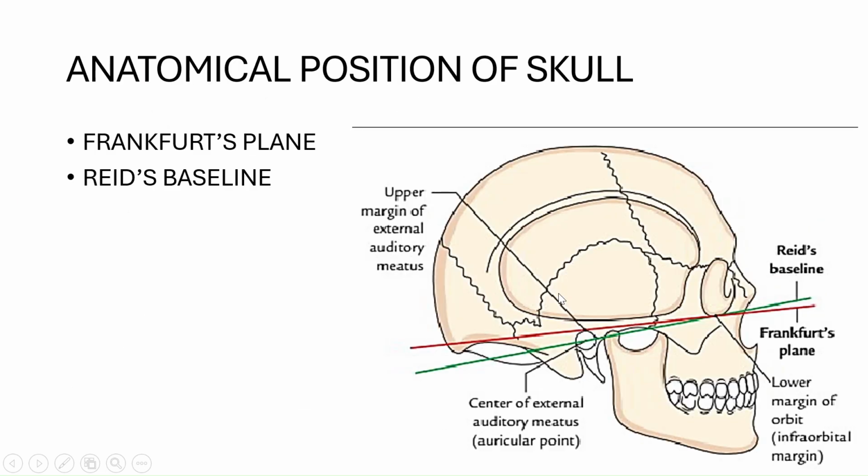To keep the skull in anatomical position, we keep it in Frankfurt's plane. This is the red line, which is Frankfurt's plane, passing from the inferior orbital margin to the upper margin of the external acoustic meatus. The other plane described here is Reid's plane, which also passes from the inferior orbital margin and posteriorly passes through the center of the external acoustic meatus, that is also known as the auricular point.